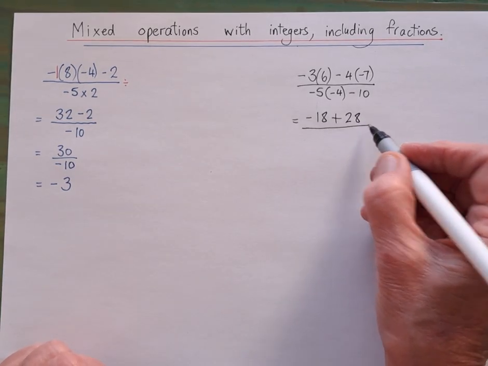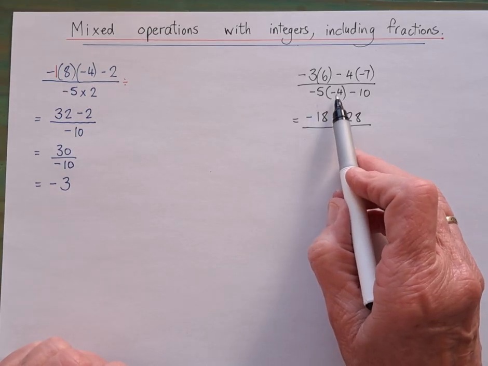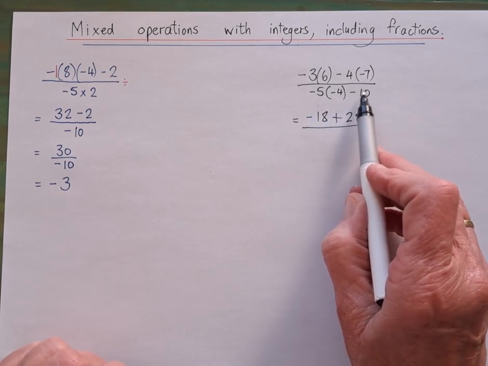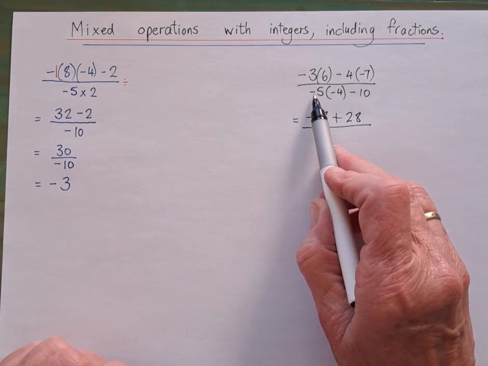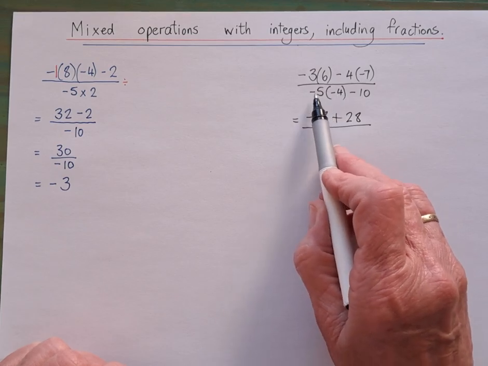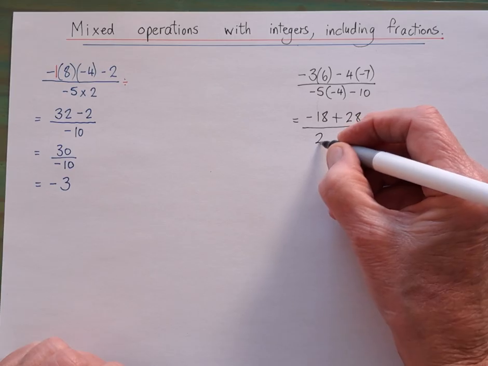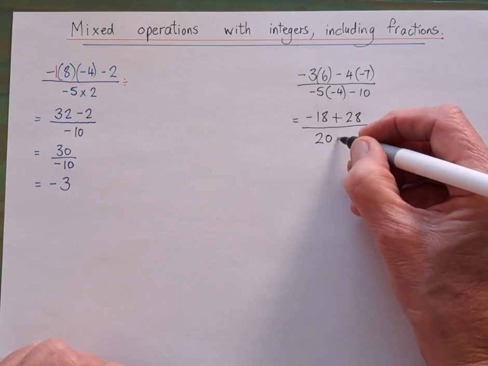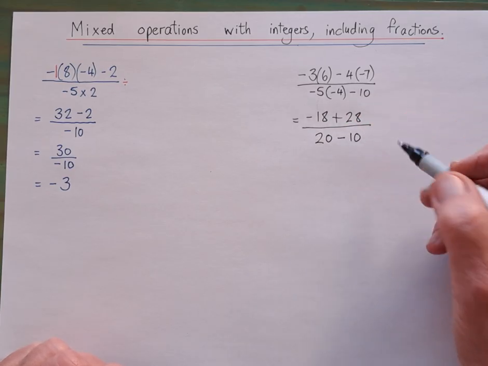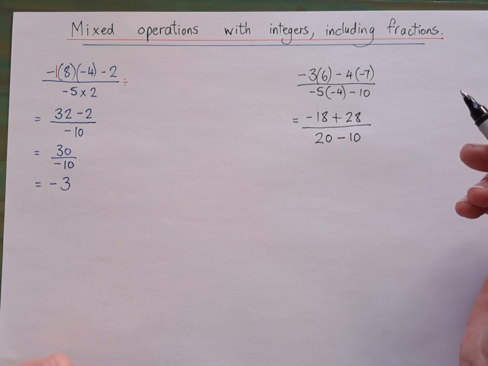Going to the denominator, these two are being multiplied by each other, and that is completely separate. So we're going to start off with these two, multiplication. Negative times negative is positive. 5 times 4 is 20. And then we still have to bring the minus 10 down because we haven't used it yet.